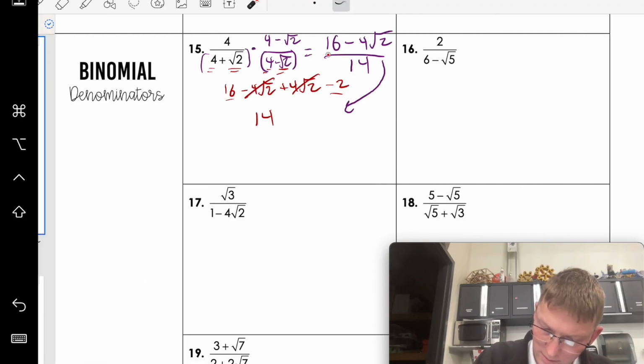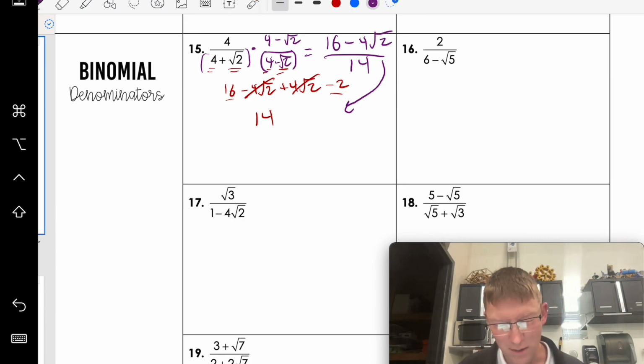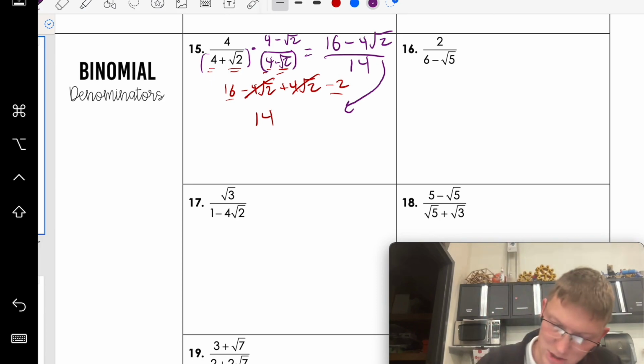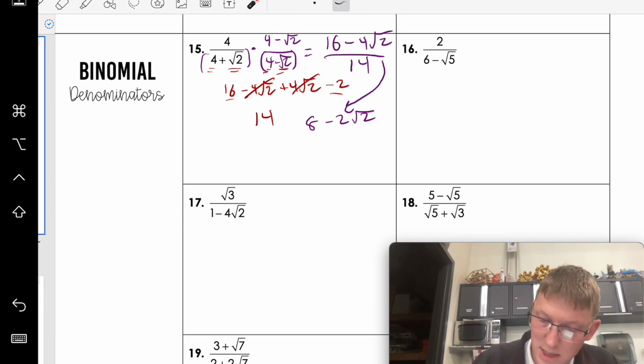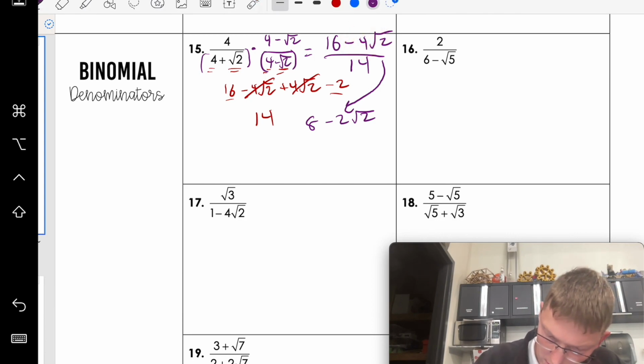When we look at this, this is an even number, even number, even number. So we can at least cancel out a 2 out of all of those things. And that 14 is going to go to, yeah, so I think it's just 2 in this case. So 16 divided by 2 is 8. 4 divided by 2 is 2. So we do not touch the square root though. We are only canceling this part right here. And then 14 divided by 2 is 7.